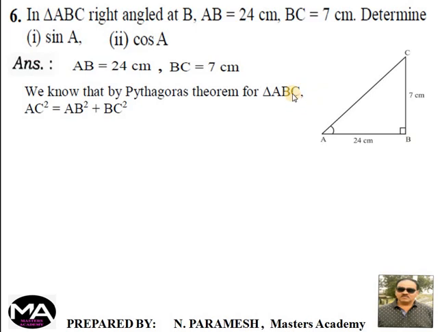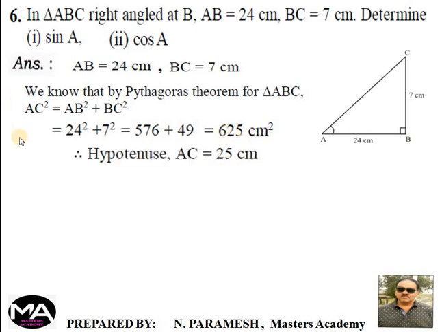By using Pythagoras theorem, AC square is equal to AB square plus BC square. Substituting the values, 24 square plus 7 square, that is equal to 24 into 24, 576, plus 7 square is 49, that is equal to 625. Therefore, hypotenuse AC is equal to 25.